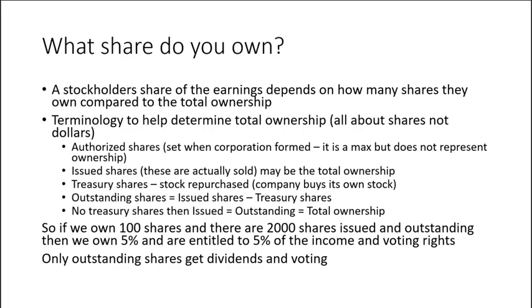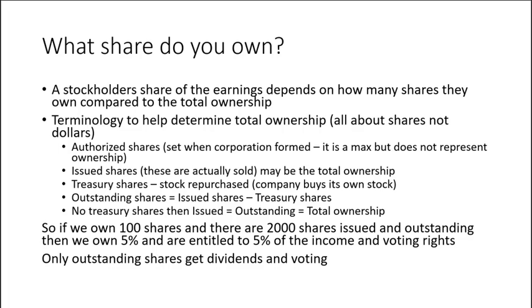If there is treasury stock, then outstanding shares, which represent total ownership, are the number of shares issued minus the treasury shares. So if we initially sold 1,000 shares and bought back 100, then 900 is really what counts, the outstanding shares. So I would look at my number of shares compared to 900 as total ownership.